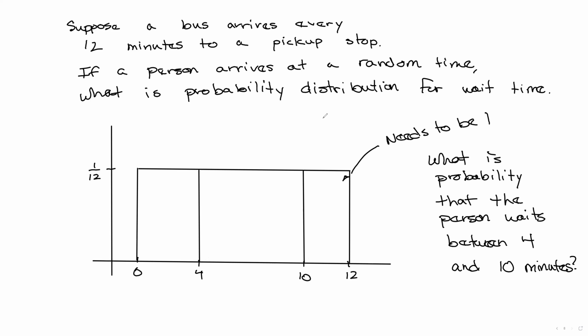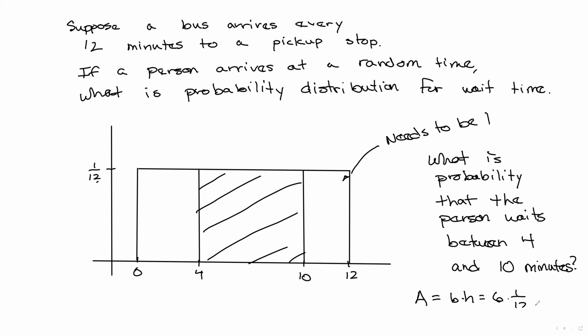All right, and we want to find the probability that you wait between 4 and 10 minutes. We want to find the portion of the graph that's represented by that region, so we just want to find the area for that. What would that be? That's also a rectangle, so area equals base times height. What's the length of the base? From 4 to 10, that's 6. What's the height for that rectangle? That's this value here, 1/12. And we get 1/2, or 50%.